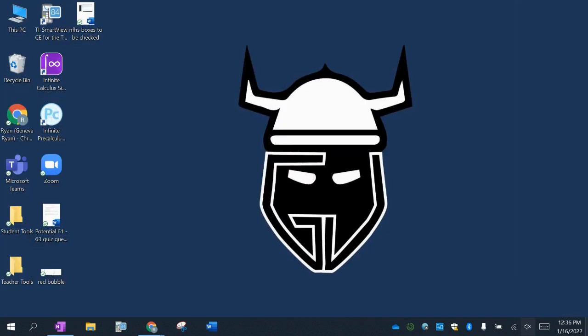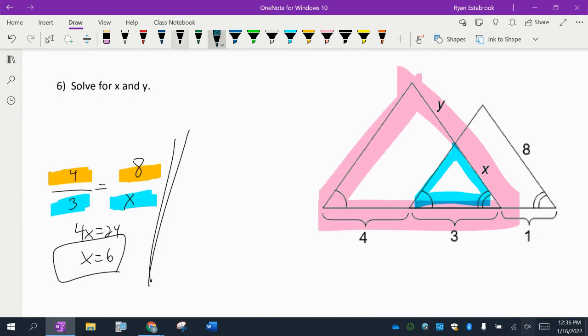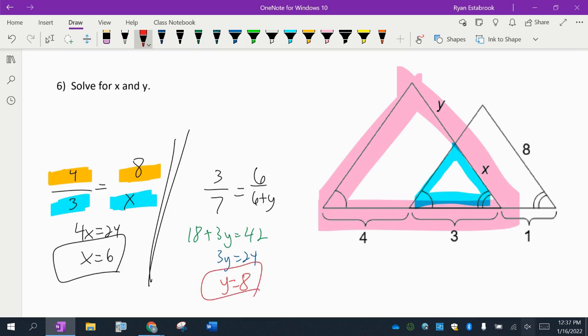The other thing that I see here is that the orange triangle is similar to this pink triangle. So looking at this proportion, the length of 3 in the blue is corresponding to 7 out of the pink. So blue over pink equals the length of x in the blue, I know that's 6, divided by the pink length of x plus y, which would then be 6 plus y. Cross multiply. 18 plus 3y is equal to 42. Subtract 18 from both sides. And lastly, divide both sides by 3, so y is equal to 8. Now we have x and y.